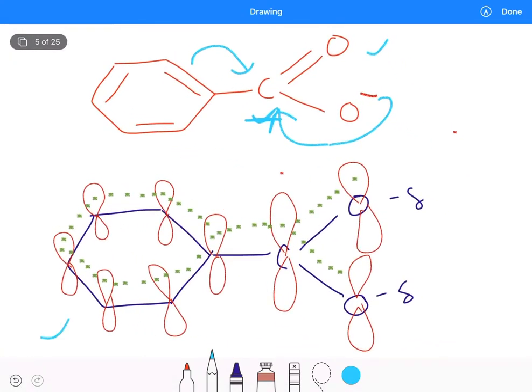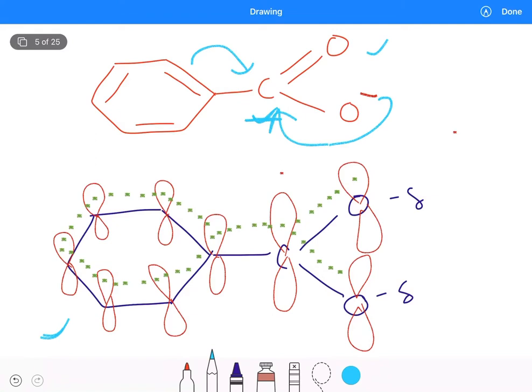In this structure, we assume all the bonds are in the plane of paper. The bonds indicated by the blue line are in the plane of paper, and all the p orbitals are perpendicular to the plane of paper. Means if you have your notebook, the plane of paper contains all the sigma bonds, and one loop of the p orbital is above the plane and the other loop is below the plane, correct? This is the structure.